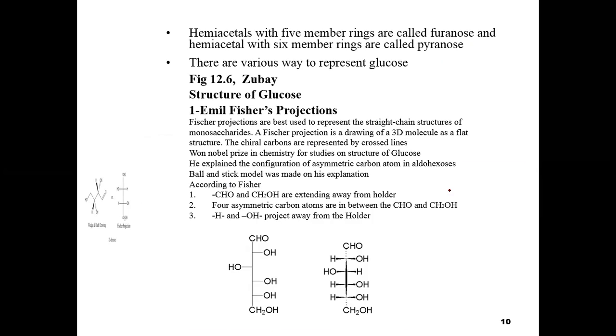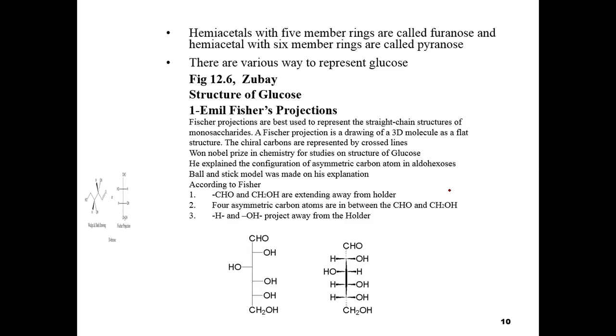Now, we move further on the structure of the glucose. We'll discuss the hemiketal and hemiacetal form later on. The structure of the glucose is explained mainly by three scientists known as Emil Fischer, Haworth, and Freudenberg. Emil Fischer explained the structure of the glucose, and he got the Nobel Prize in chemistry for the explanation of monosaccharide structure.